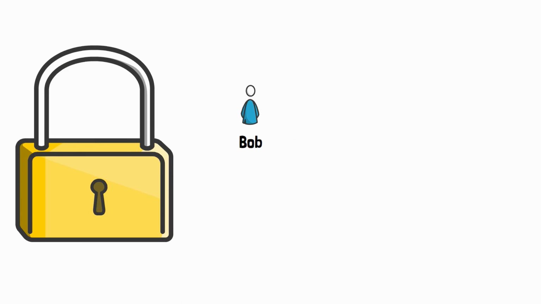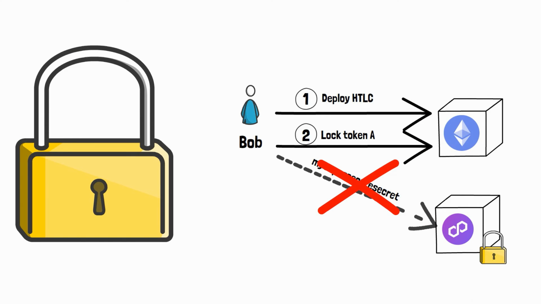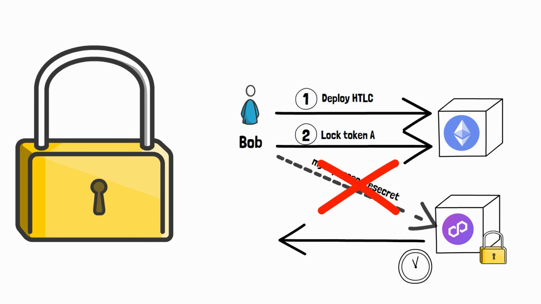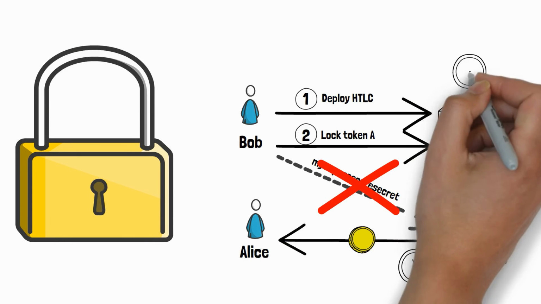Okay, but what if Bob never withdraws token B from Polygon? Will token B be locked forever? No, because there is a security mechanism to address this. Bob only has a limited time to withdraw token B from Polygon. If he doesn't, Alice can take her tokens back. Likewise, if Bob locks his token first, but Alice never locks her tokens on Polygon, Bob can have his tokens back.